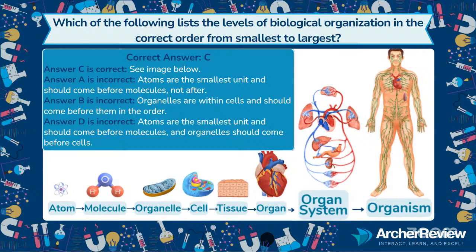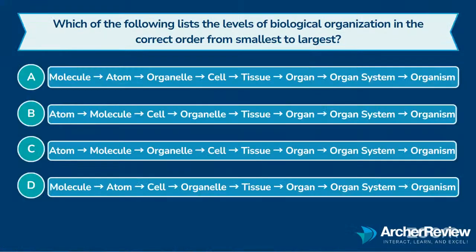Those would be the types of molecules that are going to make up the structures within our cells, such as organelle. Remember that organelles are just like tiny little organs within our cell. So of course, they're going to be smaller than the cell. Then cells make up tissue. Then tissues make up our organs make up our organ system, and then our organ systems collectively work together to make up the organism. So now let's look back at our other answer choices and see what went wrong.